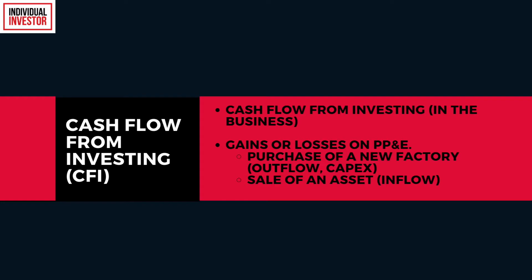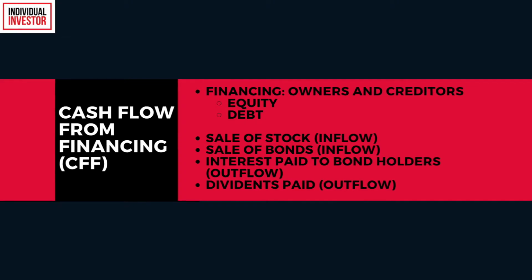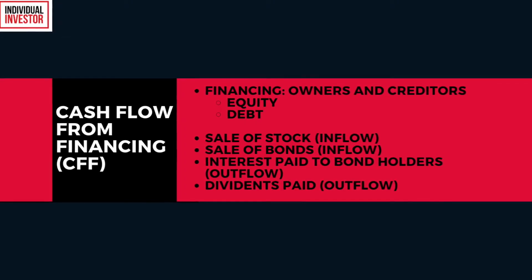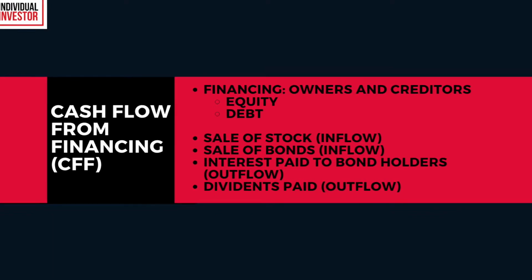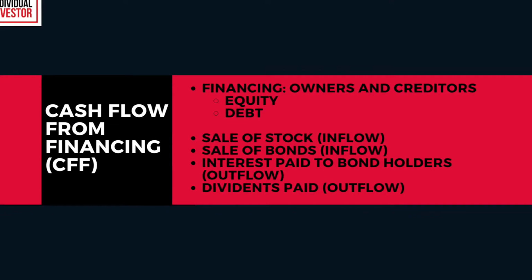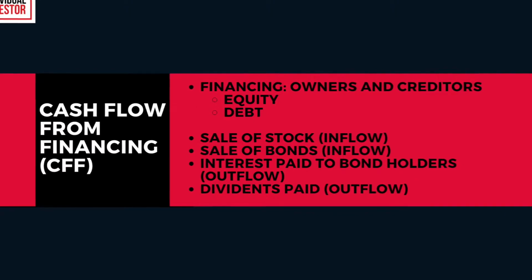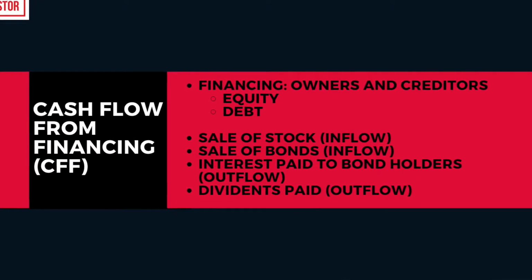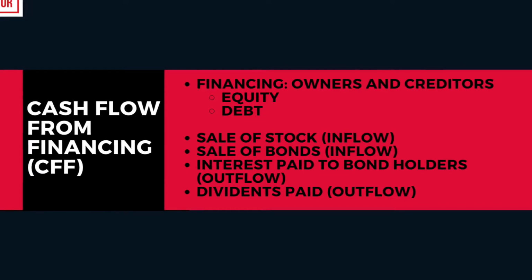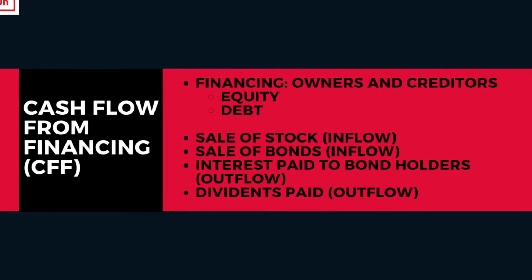And finally, we have the cash flow from financing activities, or CFF. The CFF aggregates all the cash flows from business financing. This is summarized in basically the equity and debt financing. If the company has to raise capital, they can accomplish this by either selling stock or issuing bonds, which are reflected as inflows of cash. On the other hand, examples of outflows would be the interest paid to bondholders or dividends paid to shareholders.